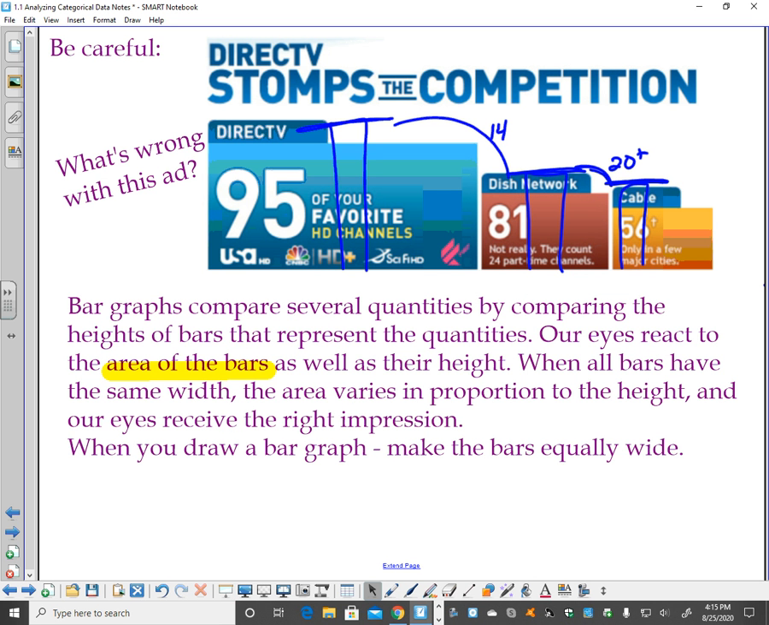So bar graphs compare several quantities by comparing the heights of bars that represent the quantities. Our eyes react to the area of the bars as well as their height. So when all the bars have the same width, the area varies in proportion to the difference in the height, and our eyes receive the correct impression. When you draw a bar graph, make your bars equally wide. But you'll see this example in advertising all over the place.